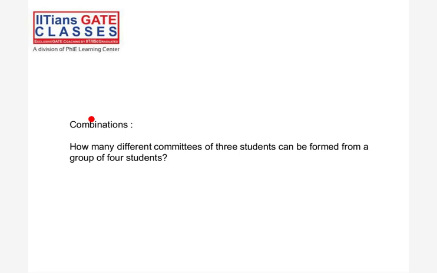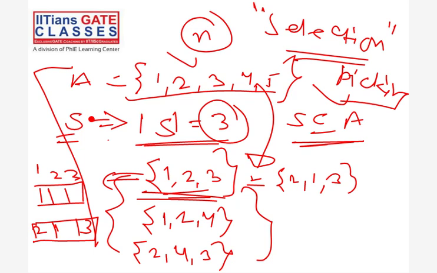Now we are discussing combinations. In combinations, if you have a set A and you want to make subsets of this set, S is a subset of set A, and let's assume you want subsets of size 3. You are interested only in subsets of size 3. This problem is different from the permutation problem, because in the permutation problem, first we were picking r elements, then we were arranging those r elements.